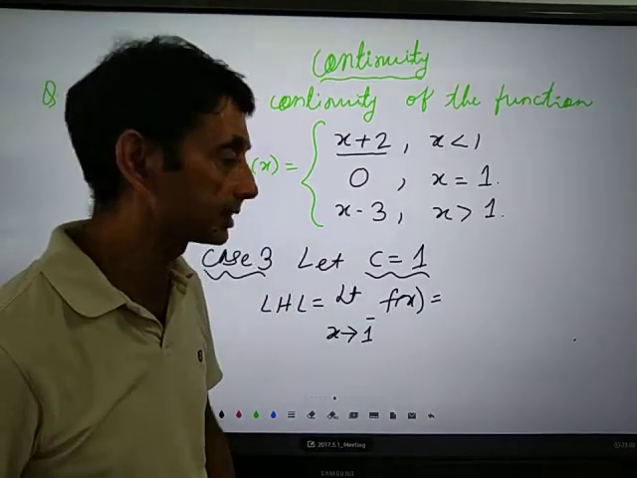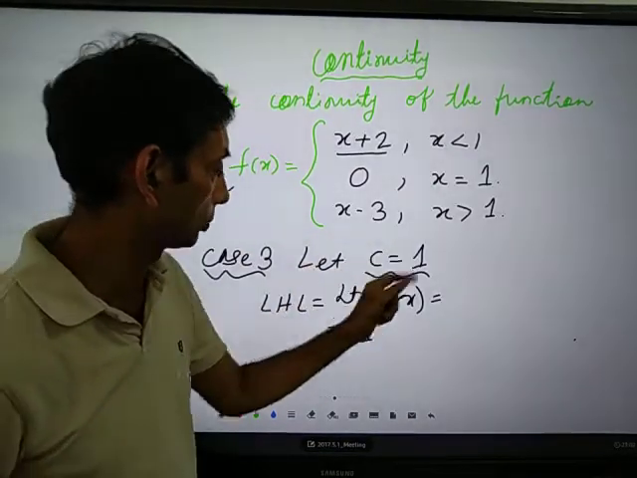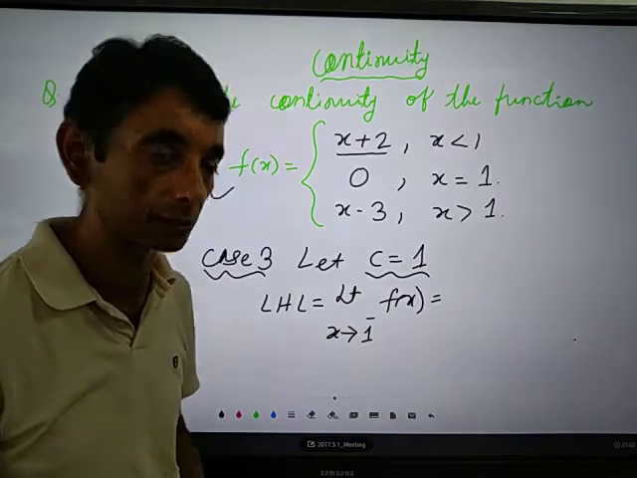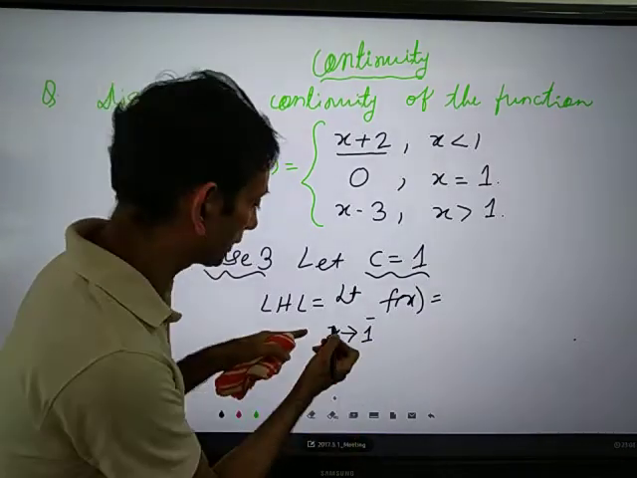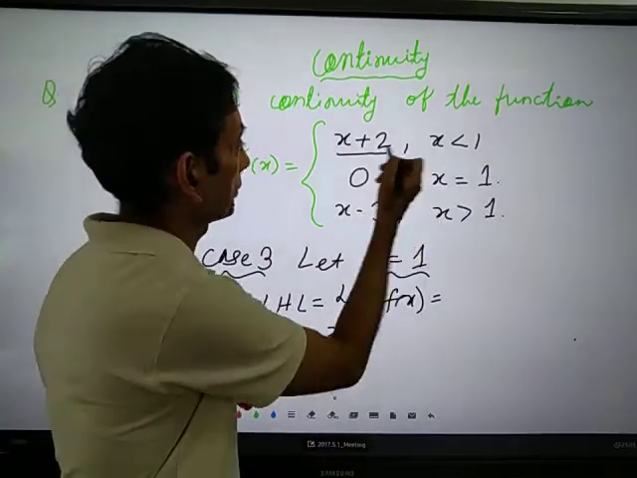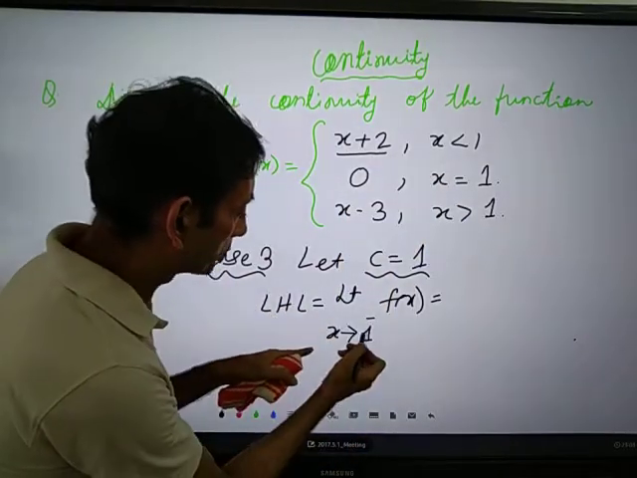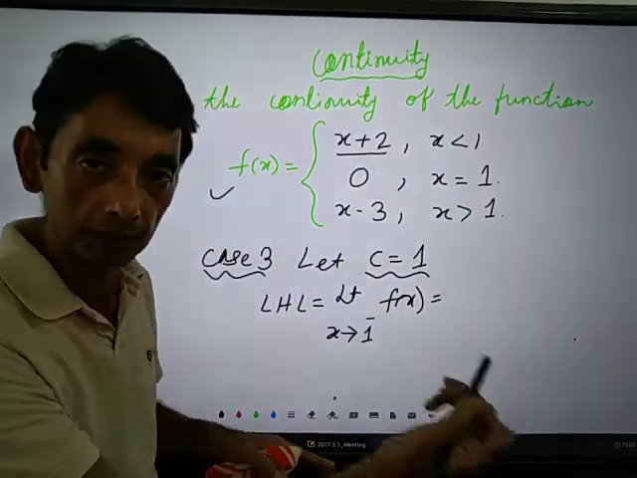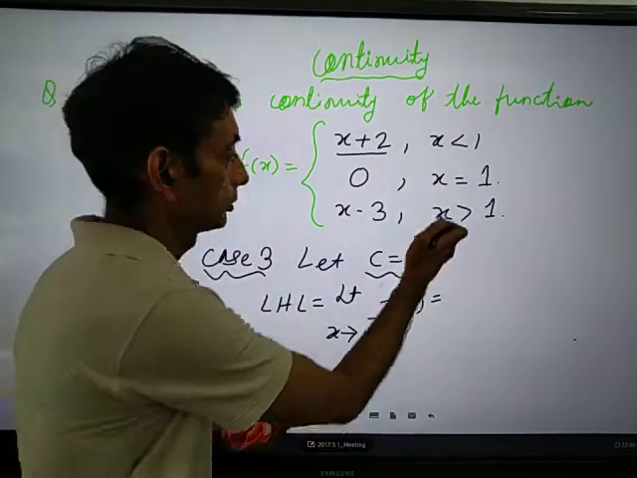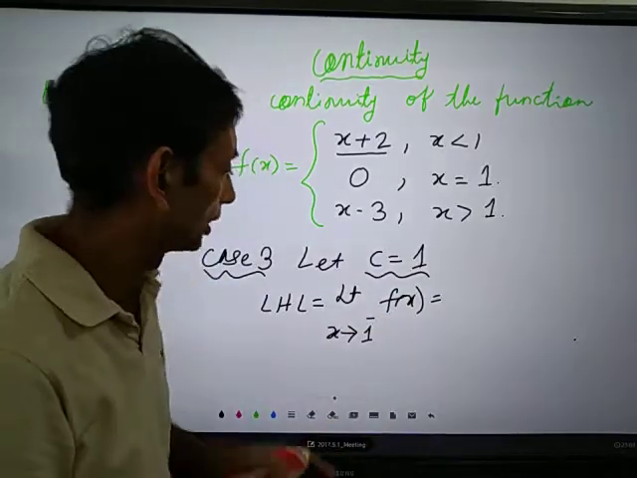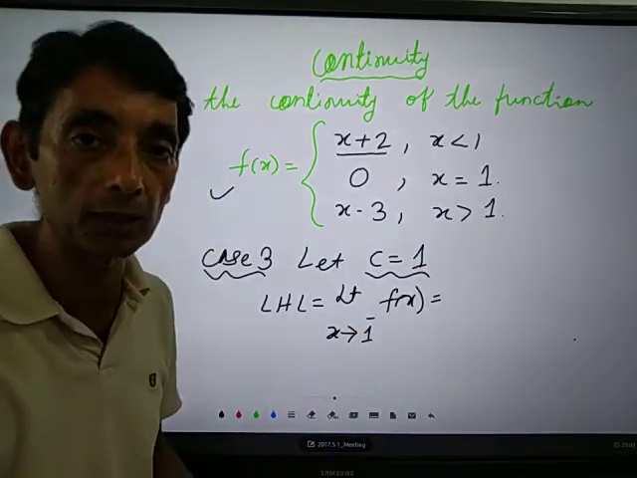You can really understand why for c equal to 1 you have to consider the left-hand limit and right-hand limit. The moment you approach 1 from the left-hand side, x will be less than 1, so the function will be x plus 2. If you approach from the right-hand side, then the value of x will be slightly greater than 1, so the f(x) value will be x minus 3. So f(x) will be different for the left-hand limit and right-hand limit.